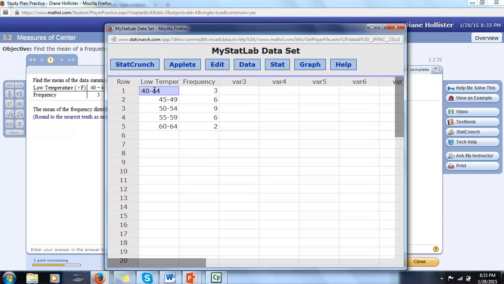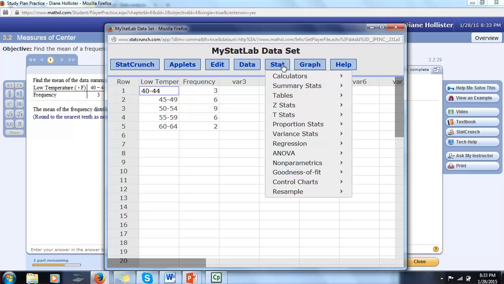If we were doing this by hand, we would use the midpoint of each class, so 42, 47, 52, 57, 62, as representative of the data in the class, multiplied by the frequency, and continue to do the problem. You can, however, simply go in here, click Summary Statistics, and use grouped or binned data.